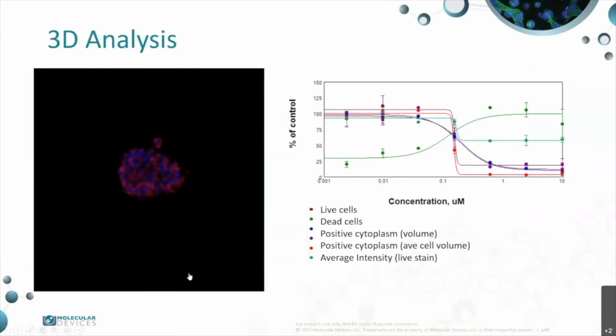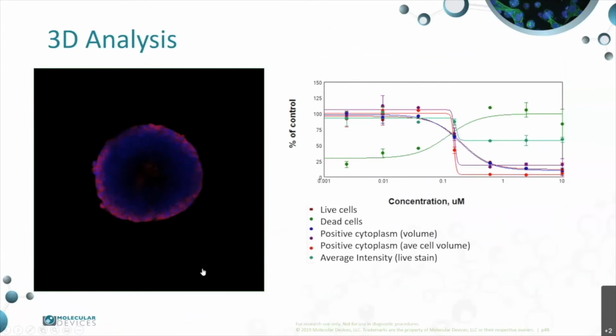You can also go with 3D analysis, and in this example, you can see spheroids at 20x magnification stained with nuclear stain and calcein AM. And you can do 3D analysis, which allows you to define the number of live cells, number of dead cells, also volume of positive cytoplasm and average volume per cell of cytoplasm, as well as intensity. So all of those dependencies in this case follow a nice monotonous concentration response, and you can define EC50s for those readouts.